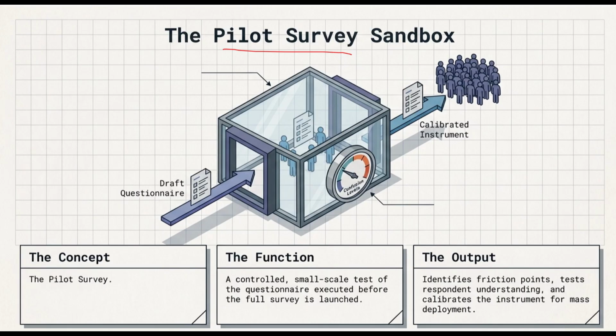Right? So we'll have the questionnaire drafted. We'll do it with a few members. Then we will check the result. So the concept is the pilot survey. The function is a controlled small-scale test of the questionnaire executed before the full survey is launched. And what is the output? We can identify the friction points, test respondent understanding, and calibrate the instrument for mass deployment. So we can make the questionnaire better before the actual survey.